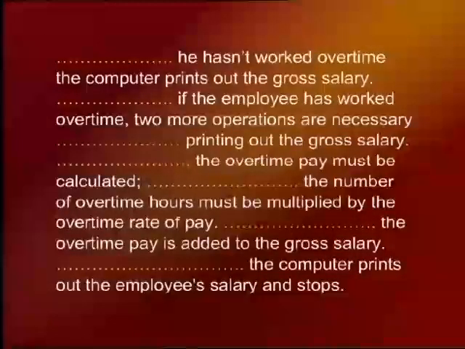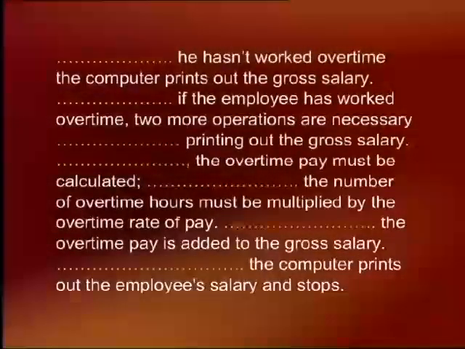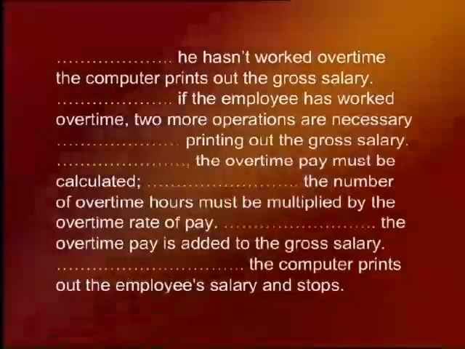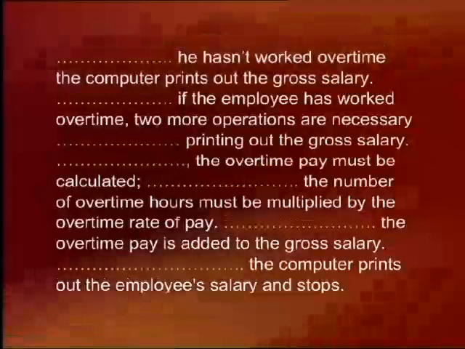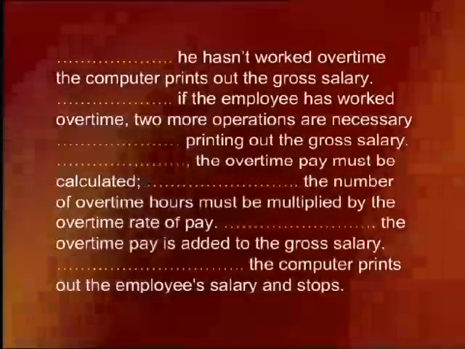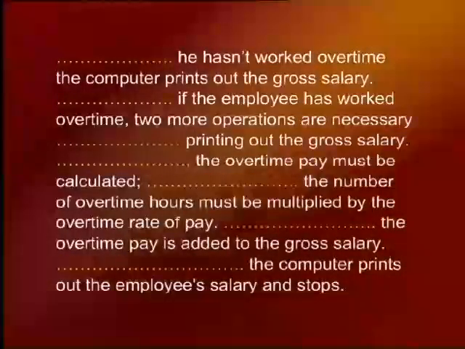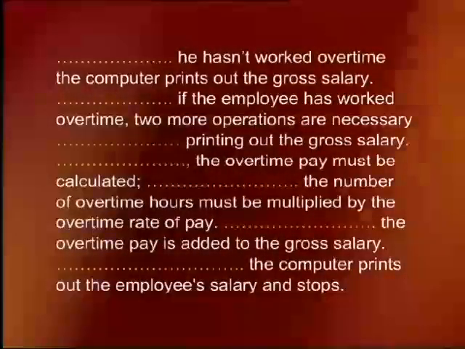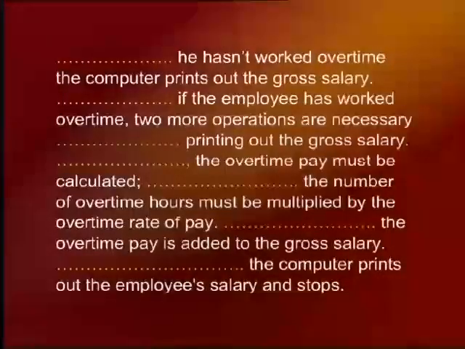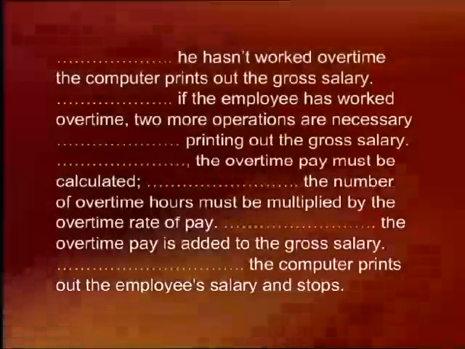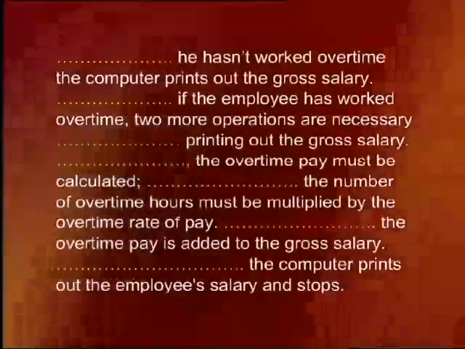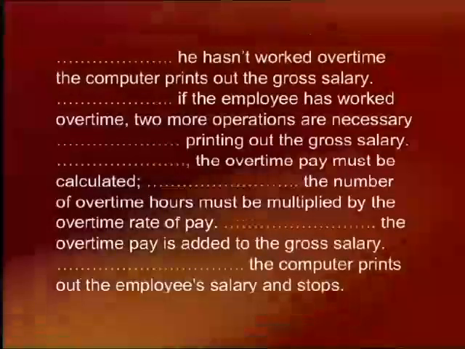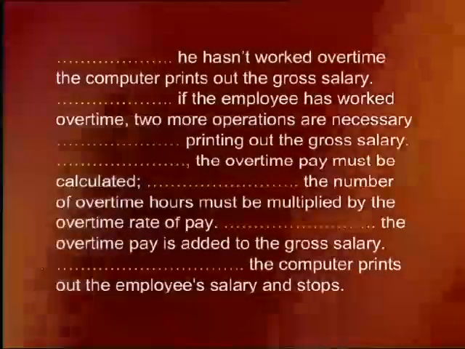And now you've got two gaps to fill in. The overtime is added to the gross salary. So what can you have over there? You can have the word "next." Next, the overtime pay is added to the gross salary. And the last one, very easy. What is it that comes at the end? It is usually the word "finally." Finally, the computer prints out the employee's salary and stops.